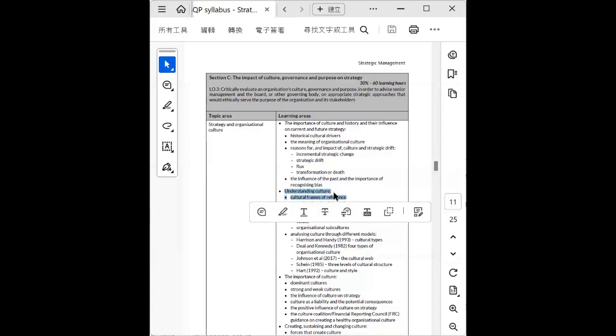Then we look at understanding culture. In here, it means the cultural frame of reference. Now, cultural frame of reference explores the various cultural perspectives. It can be the national, regional, or organizational culture, as well as the subcultures. And you look at the impact of those on the organizational behavior.